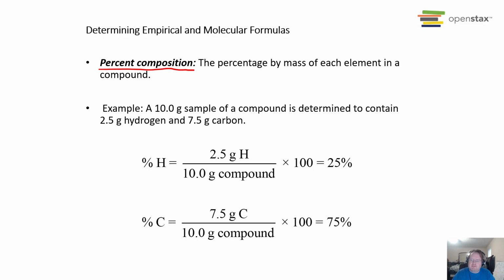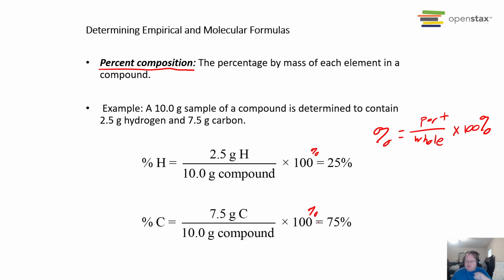So let's take, for example, a 10-gram sample that contains 2.5 grams of hydrogen and 7.5 grams of carbon. We could ask the question, what percentage by mass of this compound is hydrogen versus how much of it is carbon? So the general equation for any percentage is just percent equals part over whole times 100%. And that's what turns into a percentage, so there's a percent sign on these.